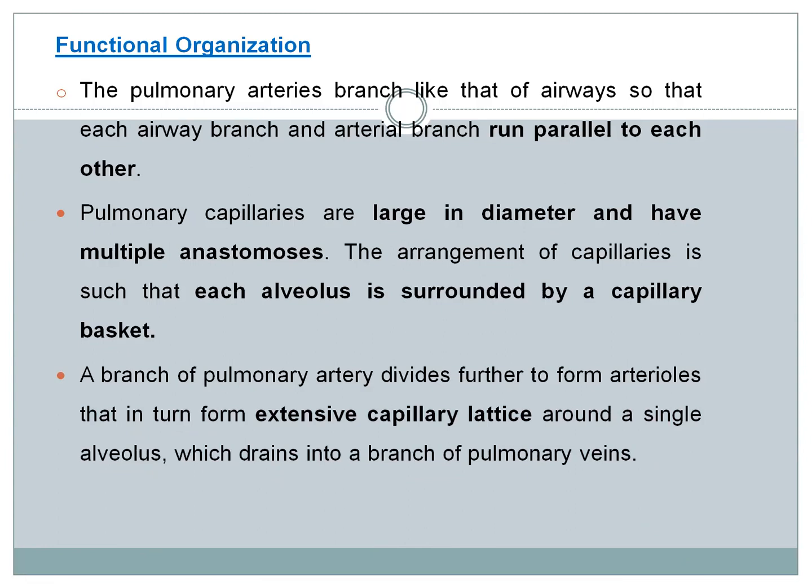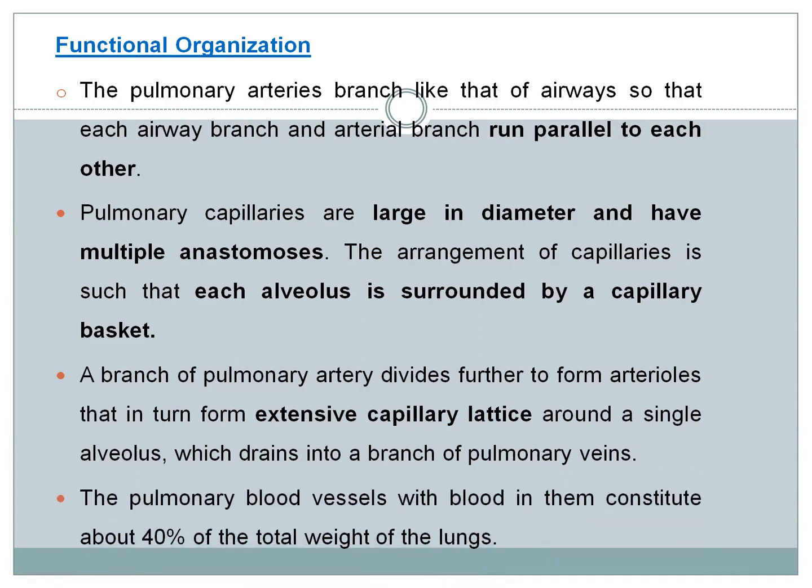A branch of pulmonary artery divides further to form the arterioles, and that forms the extensive capillary lattice around a single alveolus, which drains into a branch of pulmonary veins. So every alveolus will be having this particular arrangement. The pulmonary blood vessels with blood in them constitute about 40% of the total weight of the lungs. So that much amount of vessels, a tremendous or extensive network of blood vessels, is present in the lungs.